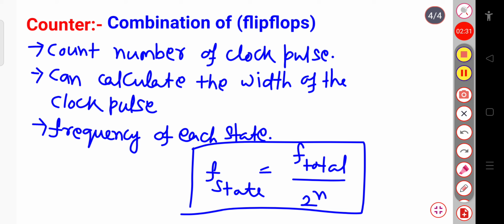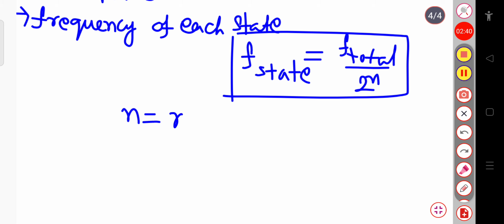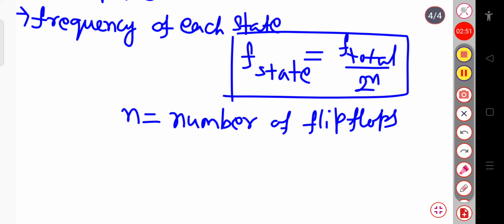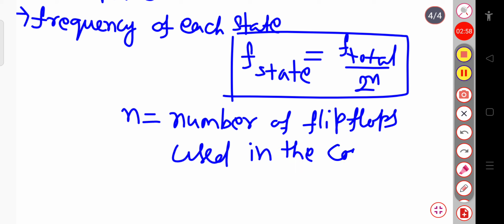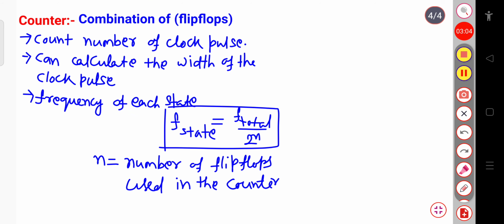This n here represents the number of flip-flops used in the counter. This is how a counter can be designed, or in simple words, I can say that by using a number of flip-flops, a counter can be designed.